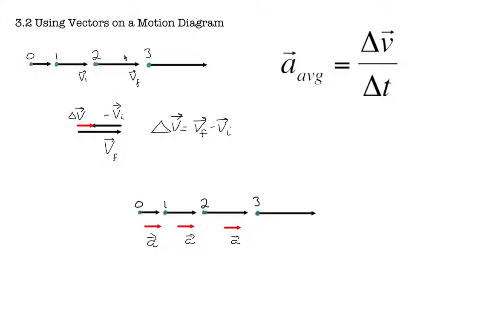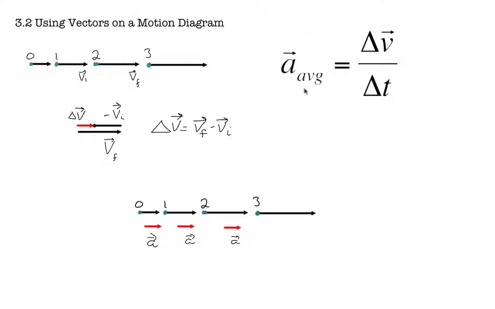Now, we already know this object is accelerating because we've studied this before. And in fact, you probably can realize the object should be accelerating to the right. The object's moving to the right, it's getting faster, so the acceleration should be the same direction as the velocity, which would be to the right. Now, I want to prove this to you using vectors.